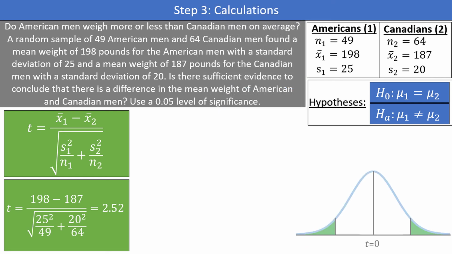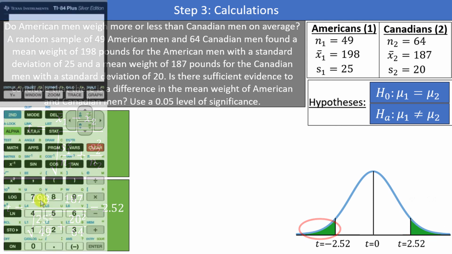If we draw the graph, the test statistic of 2.52 is on the right side of the distribution. But since we have a two-tailed test, indicated by the not equal to sign in the alternative hypothesis, we must also plot negative 2.52 on the graph. The p-value is the combined area of the two shaded regions.